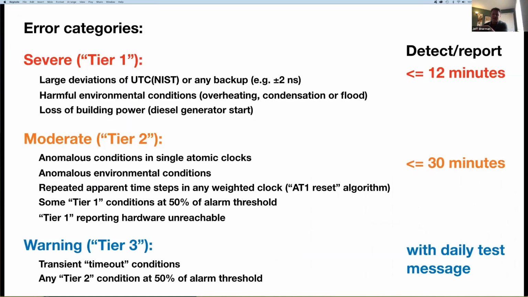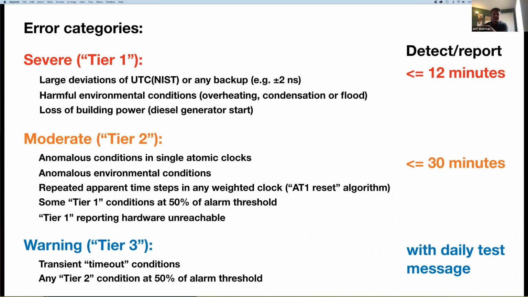We categorize the errors in terms of severity. I won't go through the list, but the most severe errors we immediately alarm on, and the shortest measurement interval is 12 minutes. So that's the maximum delay for these most critical errors. For example, an apparent step in UTC NIST.